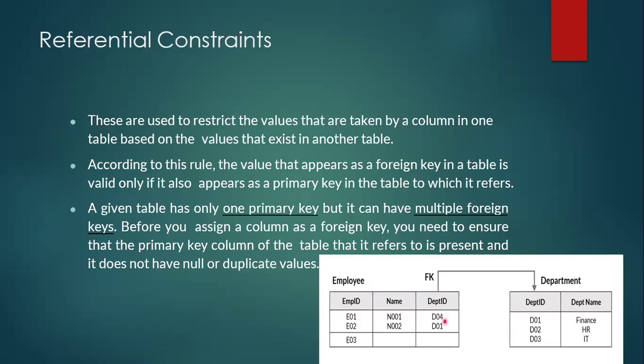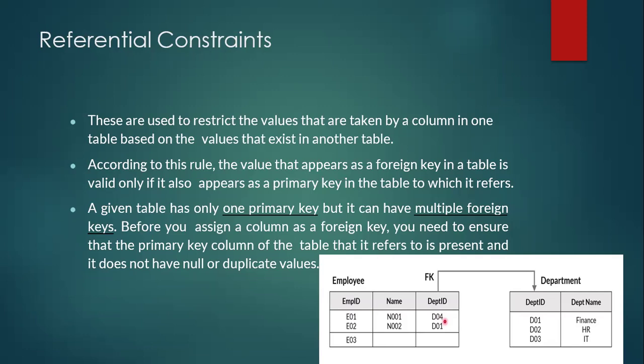Now, the second type of constraint is referential constraint. These are used to restrict the values that are taken by a column in one table based on the values that exist in another table. According to this rule, the value that appears as a foreign key in a table is valid only if it appears as a primary key in the table to which it refers.